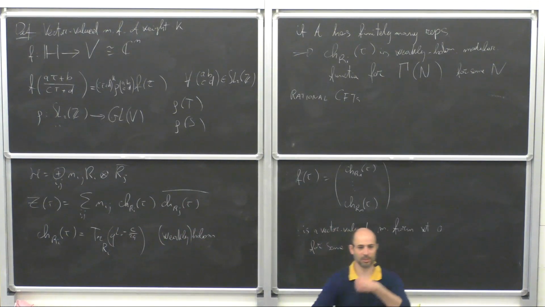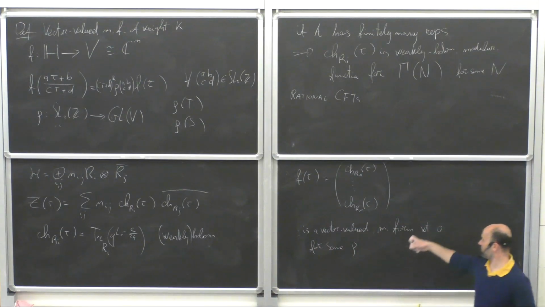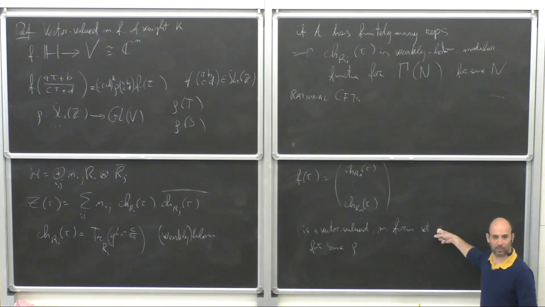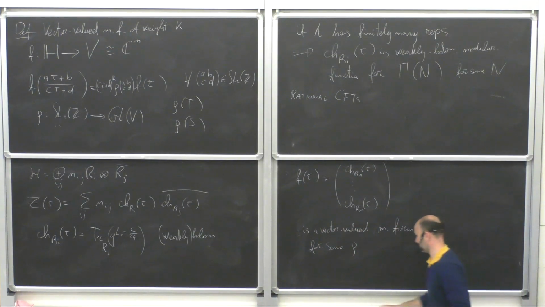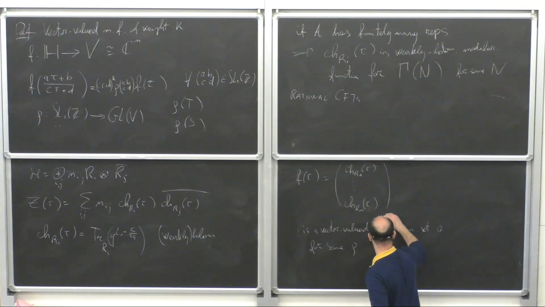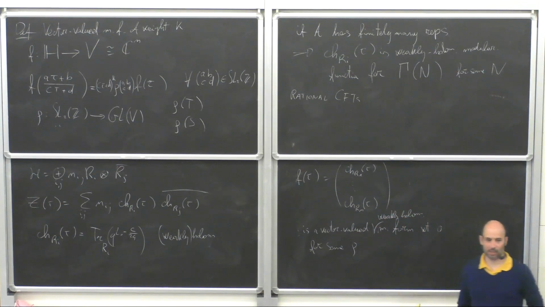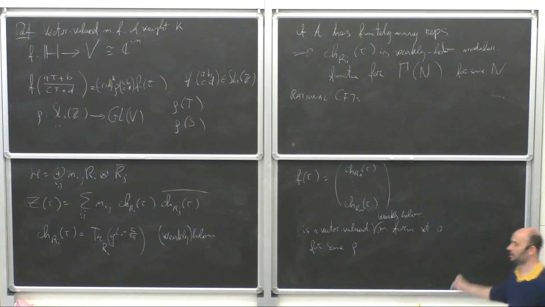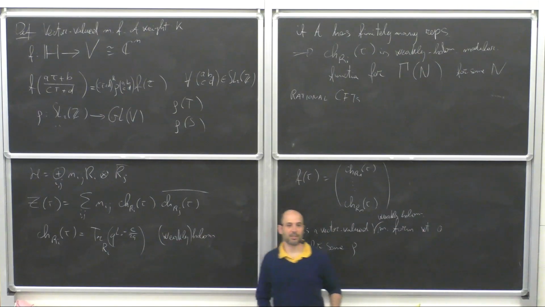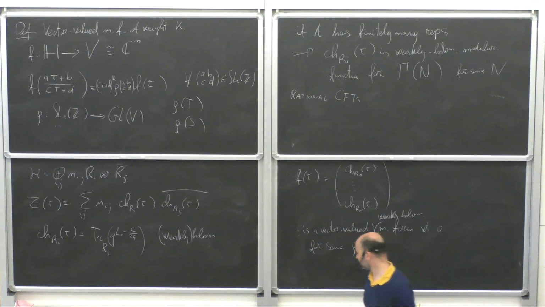So you can use this. So you can use vector-valued holomorphic modular forms, or weakly holomorphic. So this is weakly holomorphic. So you can use the theory of vector valued weakly holomorphic modular forms to build these partition functions.